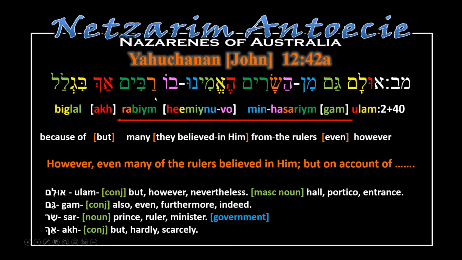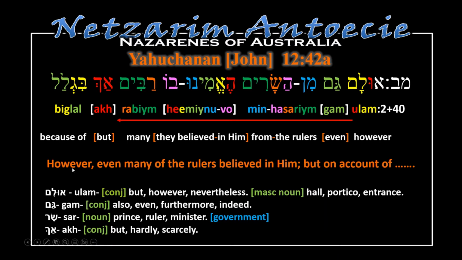Then we've got rabim, meaning many. And then ak. Now ak can be but. If we look down here, ak is a conjunction. It means but, hardly, scarcely. So let's put it as but. Biglal means because of.